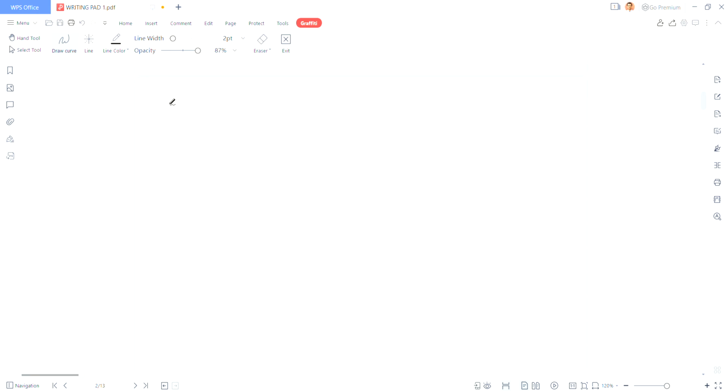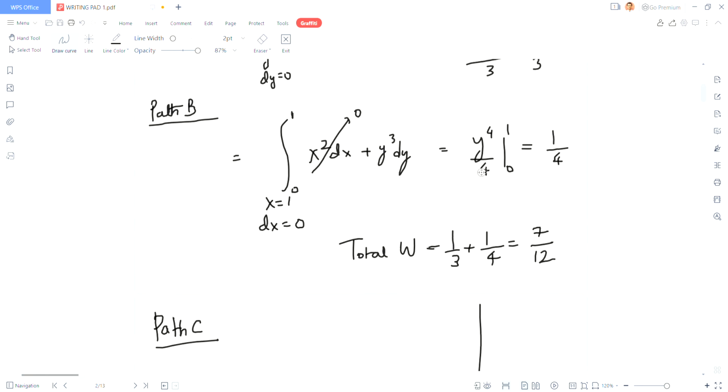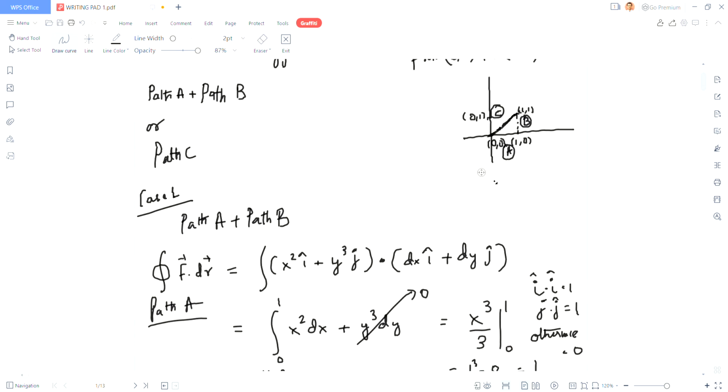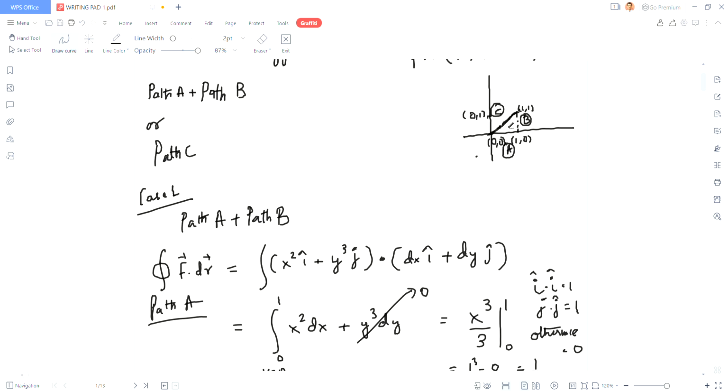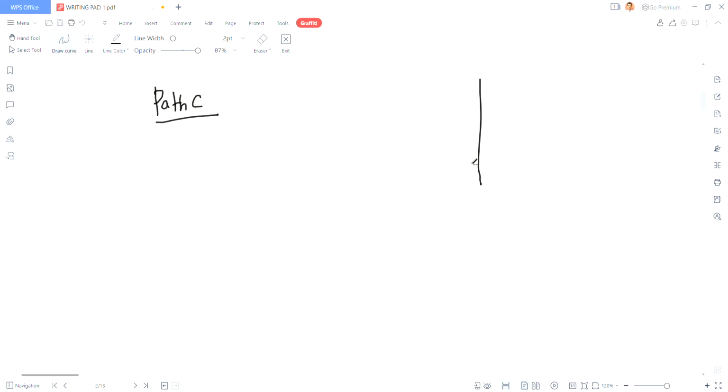Now consider path C. Path C is this path. Let us draw this. Okay, so this is our 0, 0. This is our 1, 0. This is 1, 1. This is 0, 1. So this is our path C.